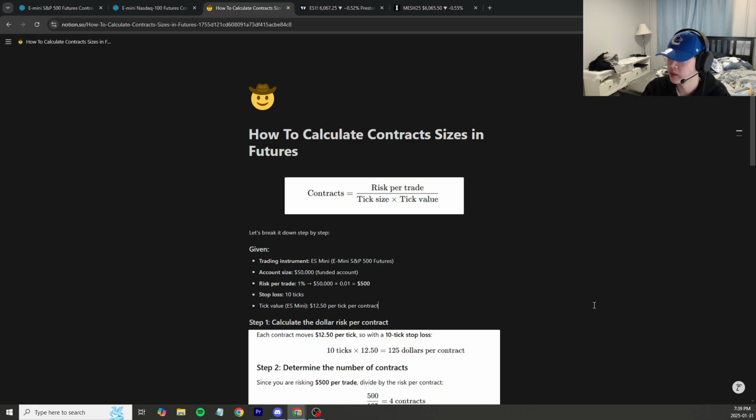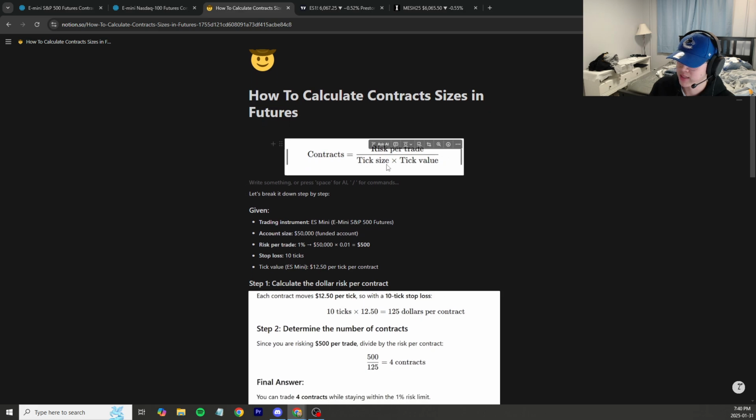But first things first, let's just say you have everything. All you got to do is input the risk per trade, divide it by the tick size, and then multiply it by the tick value. And then that's what your contract size is.